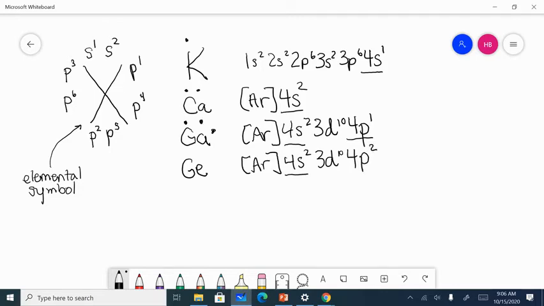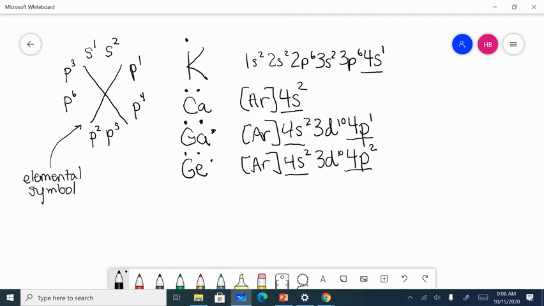Complete the electron configuration, identify the valence electrons, or you look above germanium and find out that it has a Roman numeral 4. The other thing you can check is that it has the same valence electrons as potassium, calcium, gallium and germanium. So that's 2 s's and 2 p's.